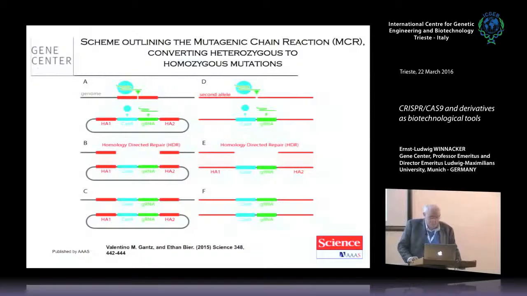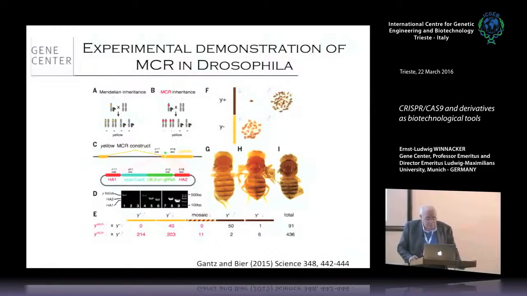It depends on what kind of organisms. And now you can see it here in an experiment. This was done with flies. You can see this is the yellow locus. And you can see here the Mendelian inheritance.